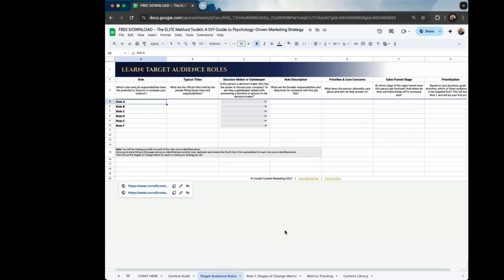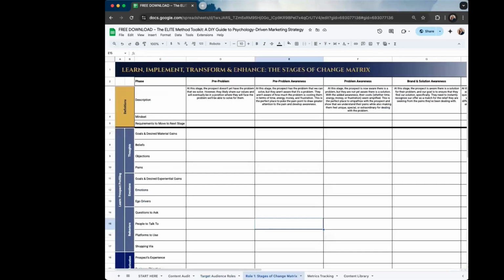Once you've done that, you're going to rename this tab here. So where it says role 1, let's say your number 1 priority role is HR leaders. Double click on this tab and change role 1 to HR leader.